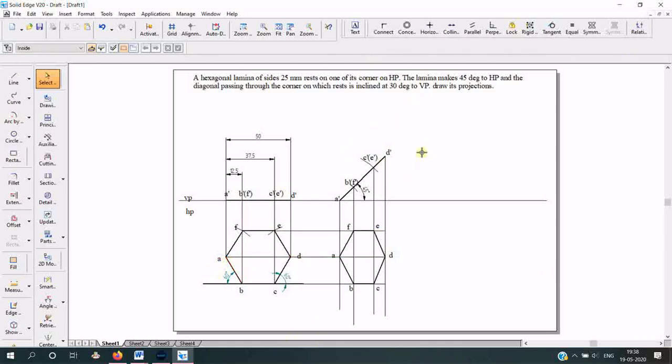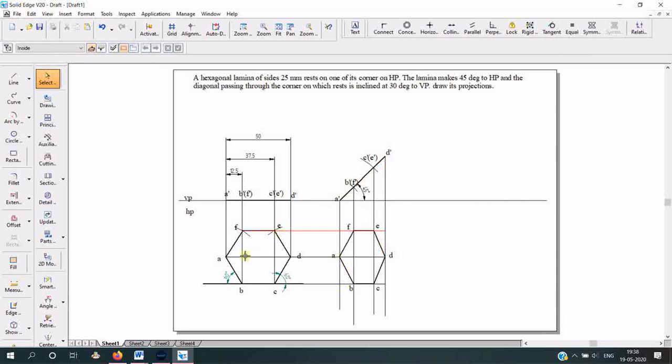Okay. So here, the diagonal passing through the corner on which it rests. The resting corner is A here. The entire plane is resting on A itself, and the angle between the horizontal plane and the hexagonal plane is 45 degrees.